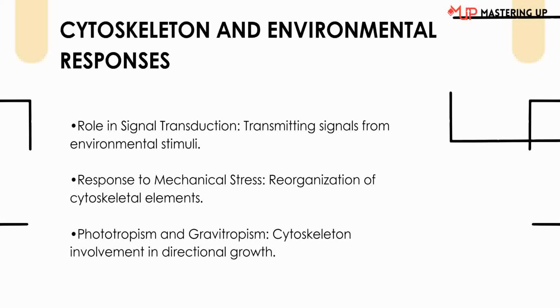Cytoskeletal components like actin filaments and microtubules can undergo dynamic reorganization in response to external cues, helping the cell adapt to changes in its environment. For example, in plant cells, the cytoskeleton plays a role in mediating responses to pathogen attacks or changes in water availability by altering its structure to force cell walls to redistribute organelles. The second is response to mechanical stress.